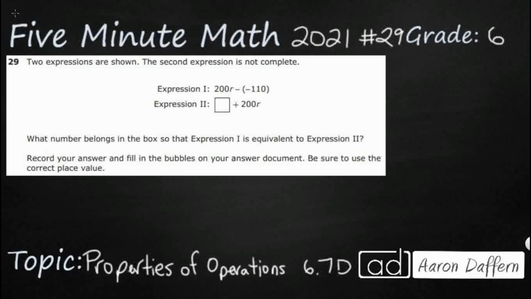Today we are looking at the 6th grade concept of properties of operations. This is 6.7D in the great state of Texas, and we are using item number 29 of the 2021 released STAAR test. If you have not done so already, please go ahead and take a moment to pause the video, work this problem out on your own, unpause it, and then we will look at our answers together.